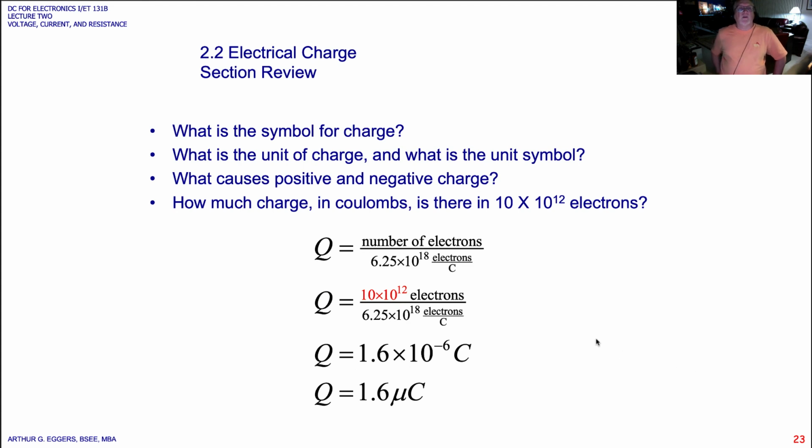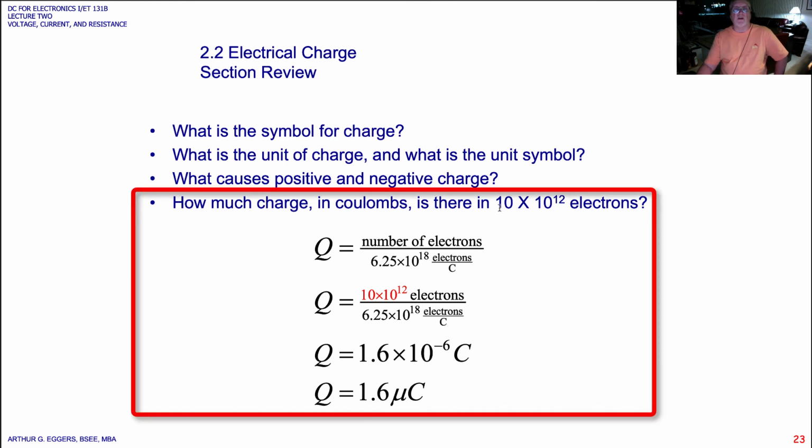Okay, so we've taken a look at electrical charge. We defined the symbol for charge. We've looked at the unit of charge and what its unit symbol is, what causes positive and negative charges, those electrons jumping off the valence, and how much charge in coulombs there is. So we look at one more example. How much charge in coulombs is there in 10 times 10 to the 12th electrons? Again, we just take our value, stick it in the numerator, 10 times 10 to the 12th electrons divided by 6.25 times 10 to the 18th electrons per Coulomb.